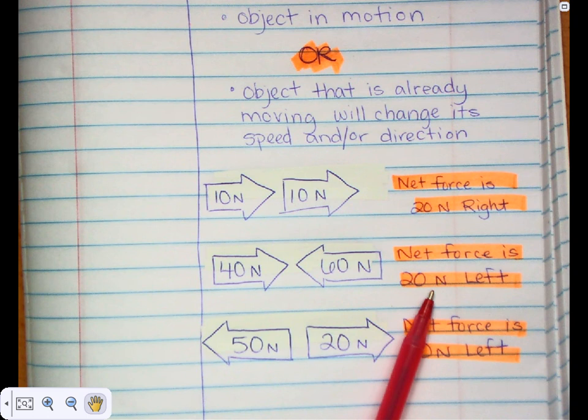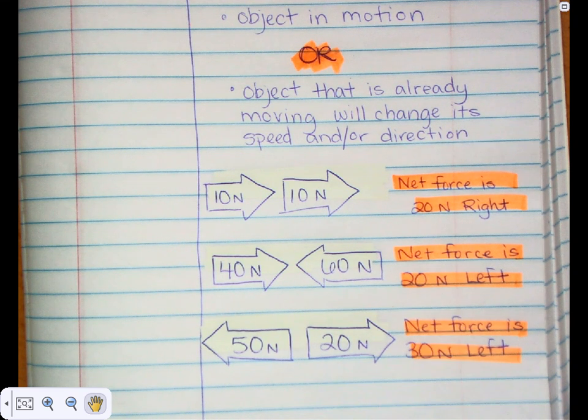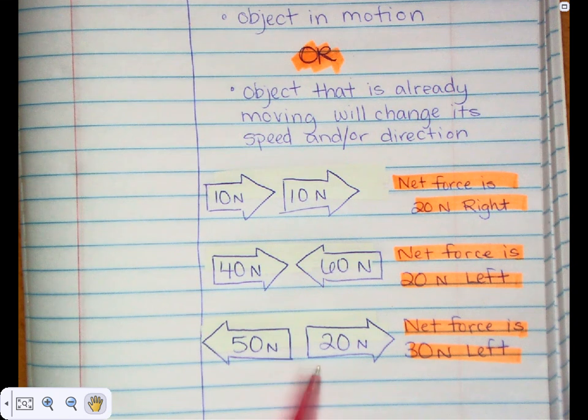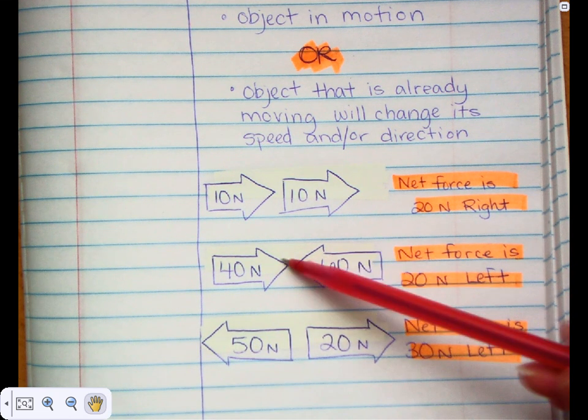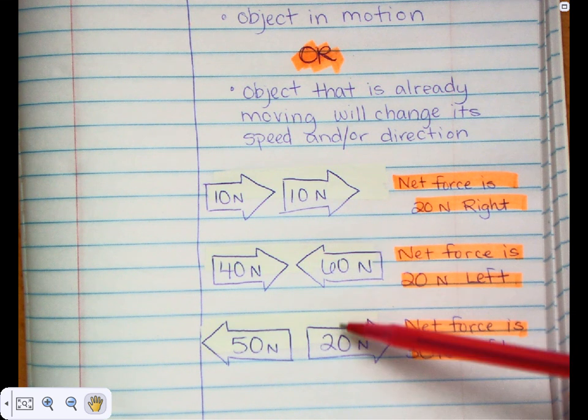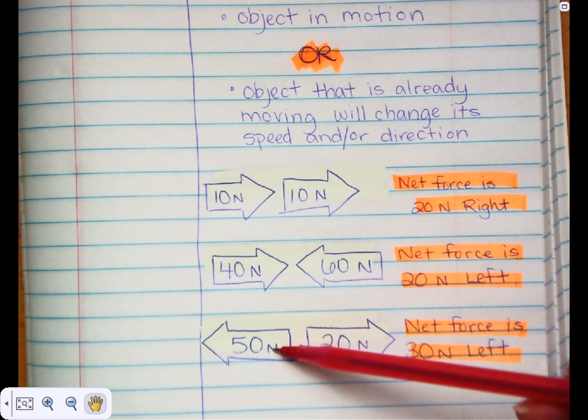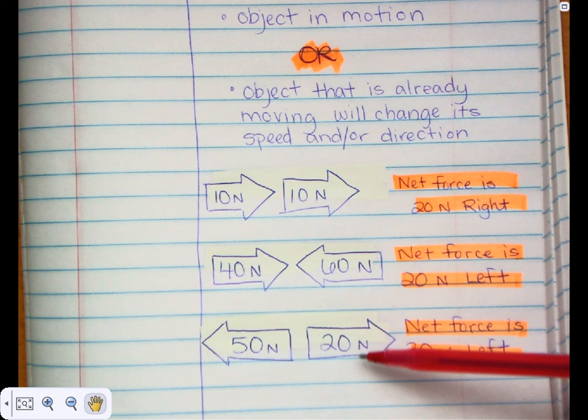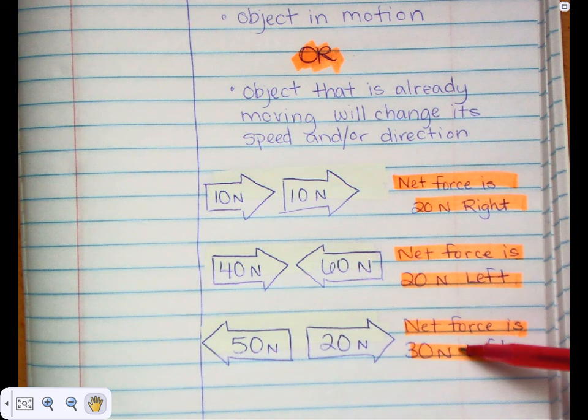Okay, again, both of these diagrams, towards each other and away from each other, are opposite directions. So 50 newtons minus 20 newtons equals 30 newtons to the left. Do you understand? Okay, these examples are key because you will see them on your test.